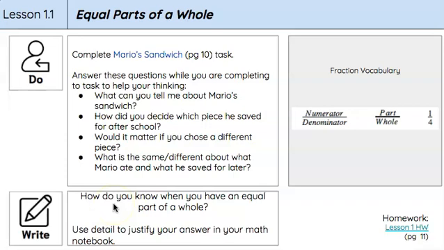After that, move on to the write section. How do you know when you have an equal part of a whole? Use detail to justify your answer in your math notebook. You can use your Mario sandwich task to help you out with this. So how do you know you have an equal piece of sandwich from your whole sandwich? What are some things that you need to know in order to be sure that you're accurate with that? Good luck with your task, Mario's sandwich.